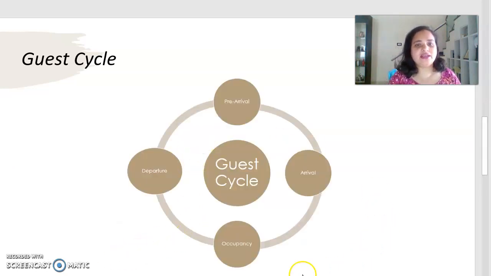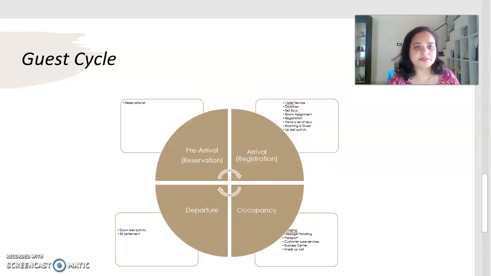So this is the cycle. In a cycle form, I have given the guest cycle. This is the pre-arrival stage, this is the arrival stage, this is the occupancy stage, and this is the departure stage. Now, this is just a core idea about the guest cycle, but there are a lot many things to be done in each and every stage of the guest cycle that we will see further.